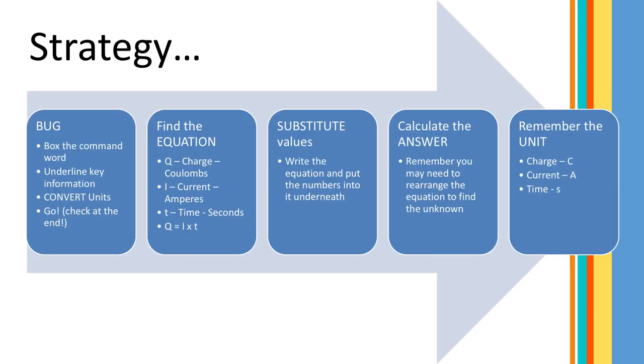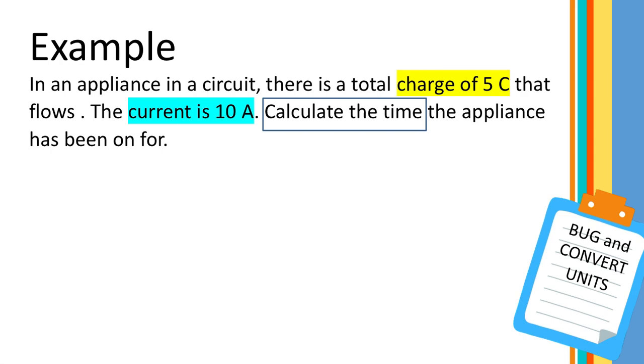So we need to box the command word, underline key information, look out to check if we need to convert units, so milli or kilo, and then we need to go. But before we can carry on to get to the answer, we need to then choose the right equation. In this case, Q equals IT. We then need to substitute our values in, so for each one we'll write the equation and put the numbers underneath it. And then calculate the answer using a calculator. You can use a calculator in physics, but we might need to rearrange the equation. And the final part is to always remember the units. As I've said, charge, capital C for coulombs, current, capital A for amperes or amps, and time in seconds with a small s.